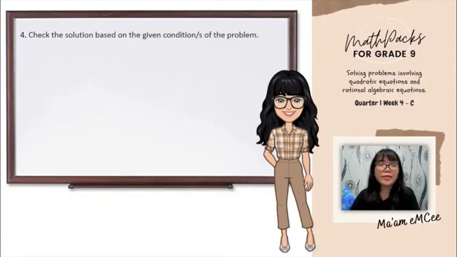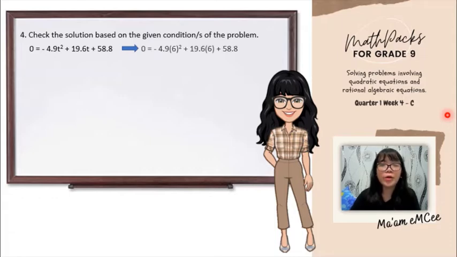We now proceed to the next step. So we check the solution based on the given condition or conditions of the problem. So we are now ready to substitute our final solution into our original equation. Since t is equal to 6, we substitute 6 into this equation. So instead of writing t here, we write 6. So we copy 0, then we copy negative 4.9. Instead of writing t, we write 6, that is 6 squared. And then plus 19.6, instead of writing t, we write 6. And then plus 58.8. Then we simplify.